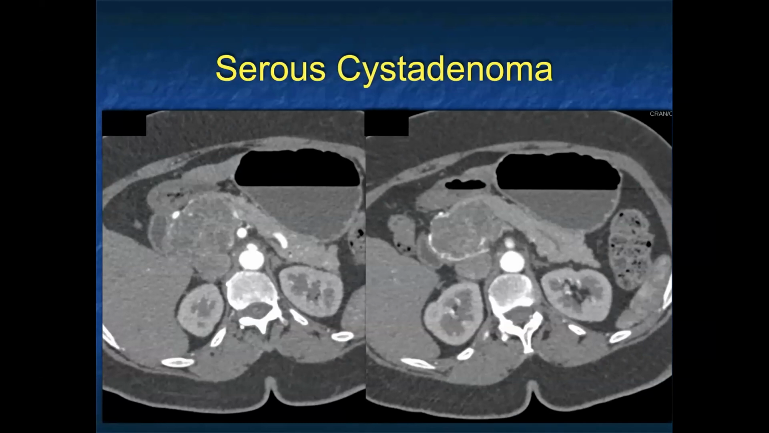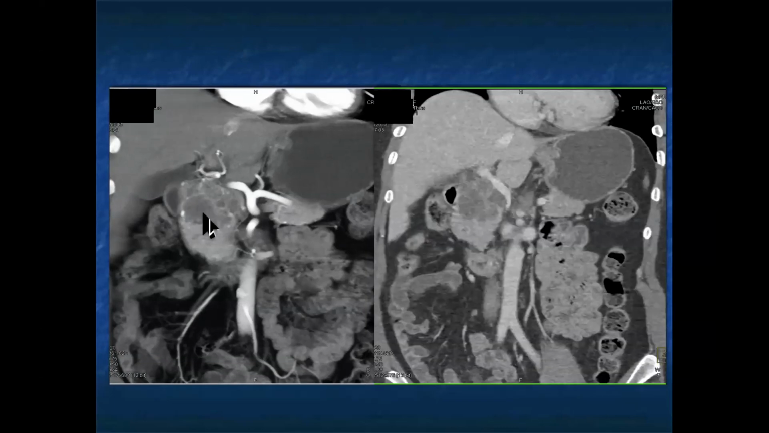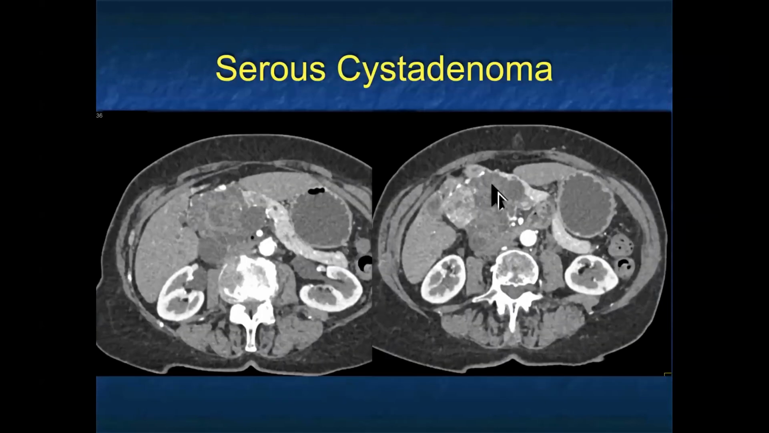Here's our arterial phase. The hepatic artery is stretched. Here it is as we go through. There's the septations, a little bit of mass effect on the portal vein. Another example: large serous cystadenoma.